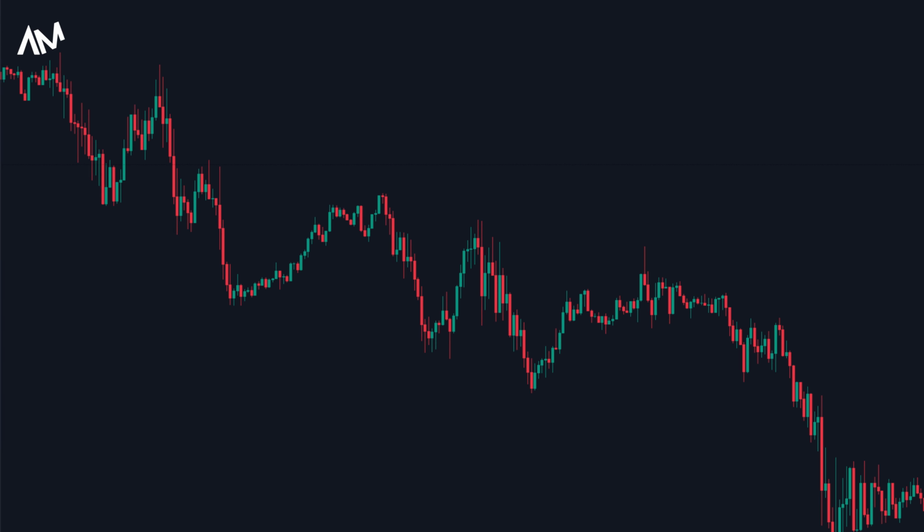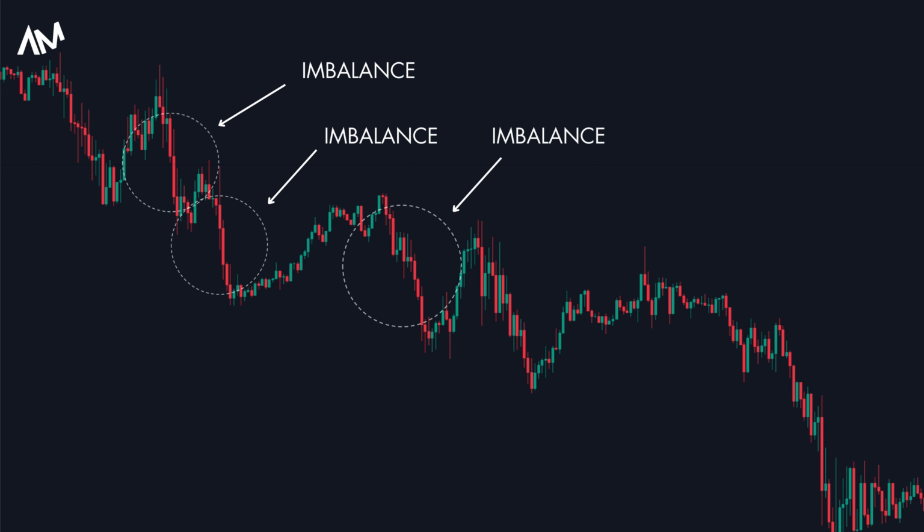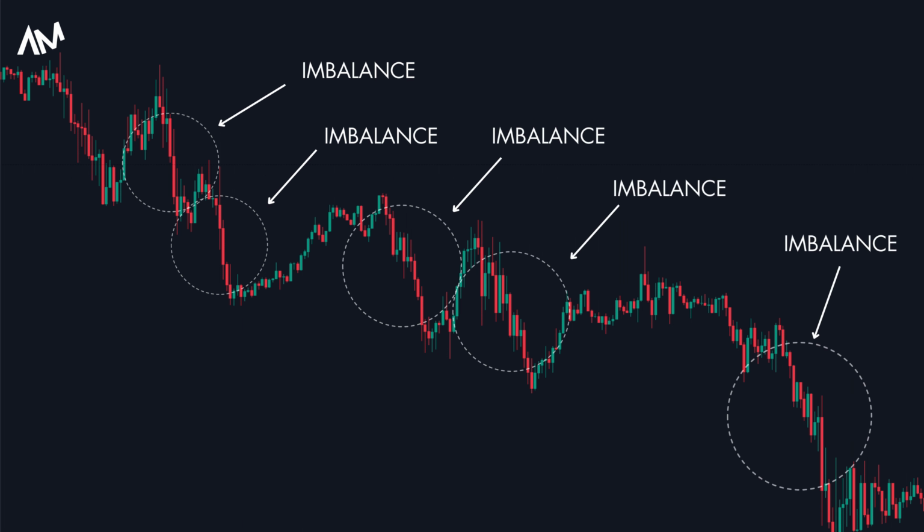To understand the concept of an imbalance better, let's take a look at an example on the chart. As you can see, the market is showing an imbalance between buyers and sellers, causing a drastic movement in price. This movement is a clear indication that there is an imbalance in the market. The ability to identify an imbalance is crucial for any trader looking to trade like the big financial institutions. Once you can spot an imbalance, you can take advantage of it by entering a trade in the direction of the upcoming price move.